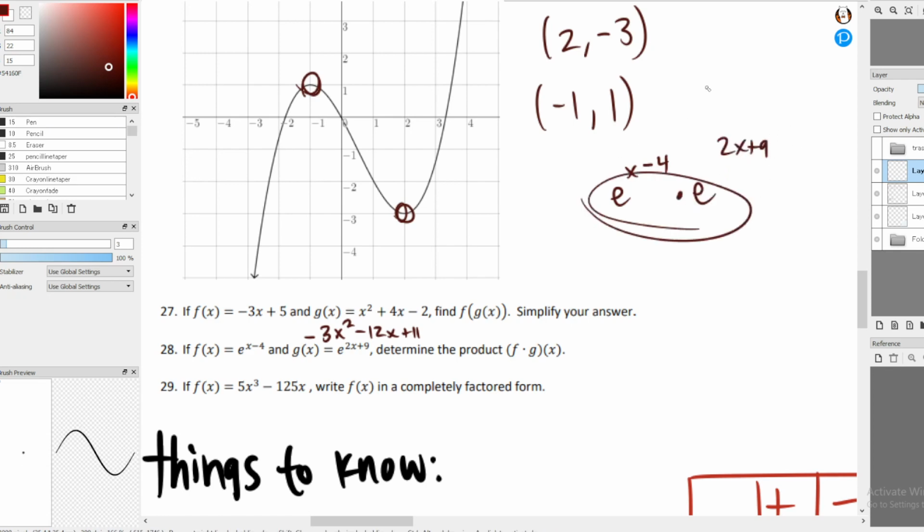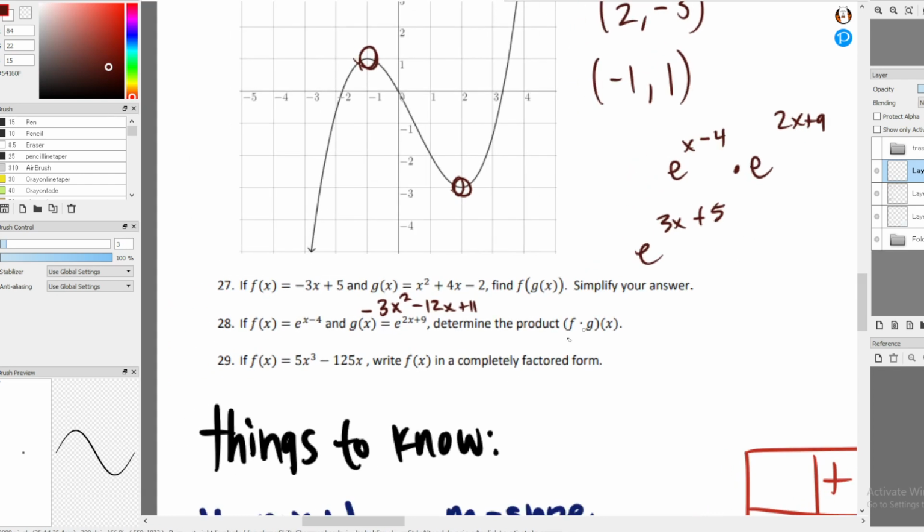Because of our exponent rules, if we have the same base and they're multiplying, the exponents will add together. So we'll have x plus 2x, so 3x, e to the 3x. Negative 4 plus 9 is positive 5. So our answer will be e to the 3x plus 5.